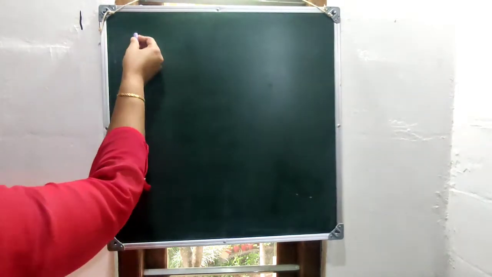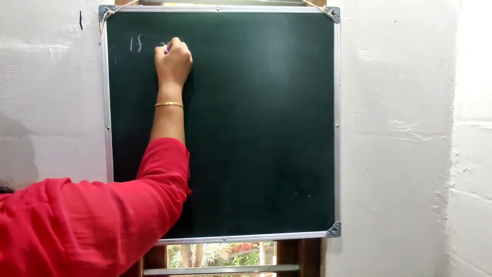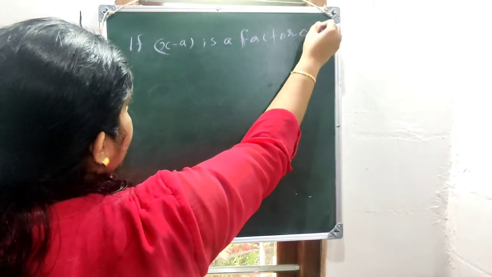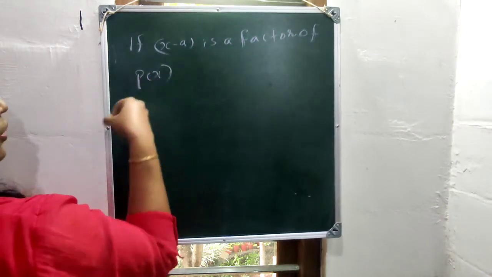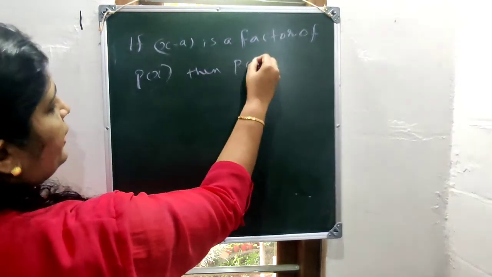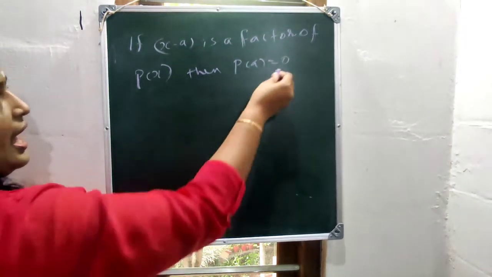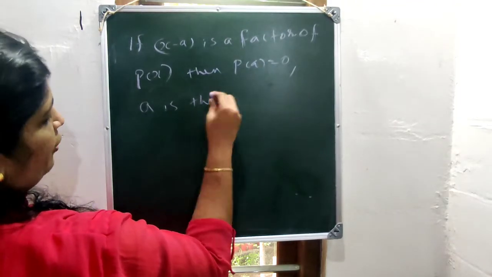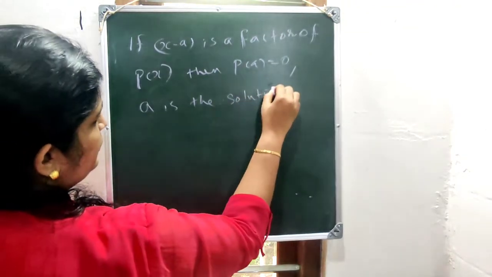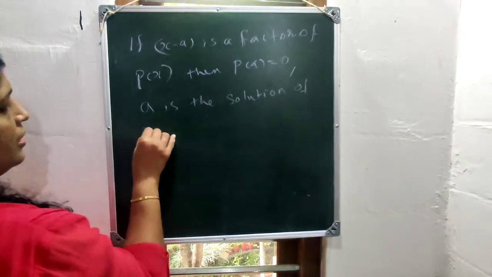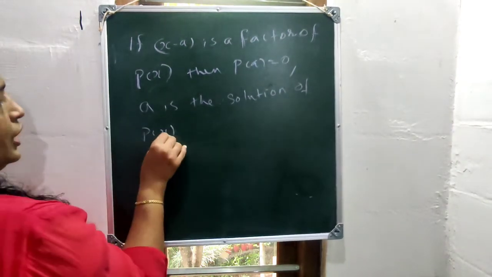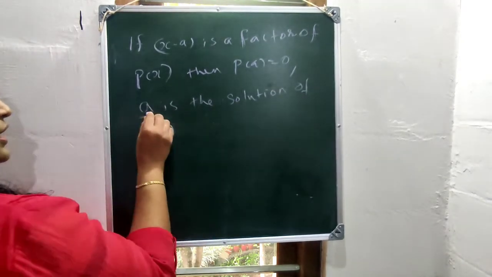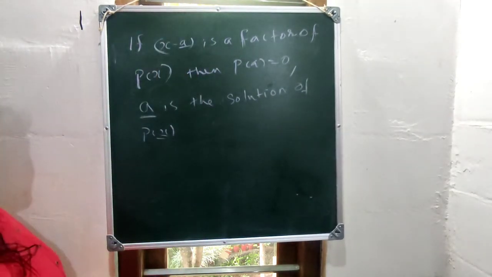So in general, we can say that if x minus a is a factor of p of x, then p of a is equal to 0. And one more thing, we can say that a is the solution of p of x. What does it mean? Instead of this x, if we give a, we get 0. Then we can say that x minus a is a factor.